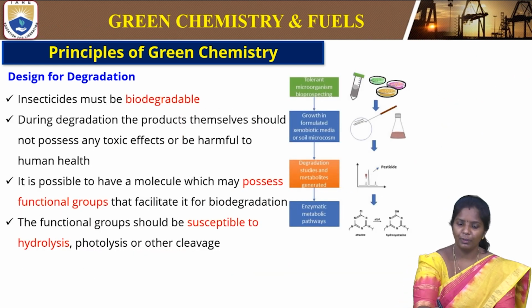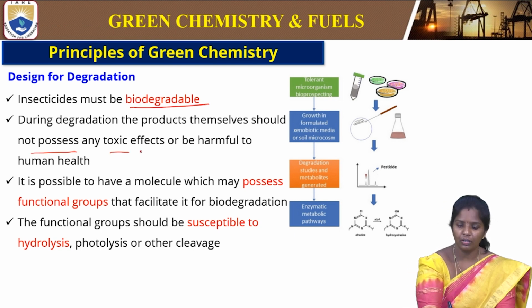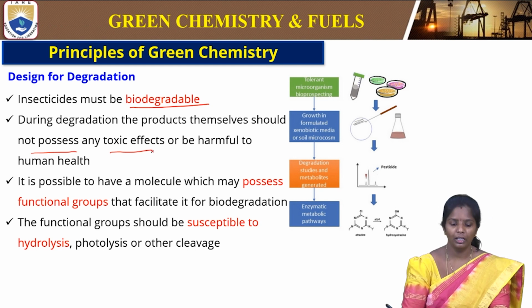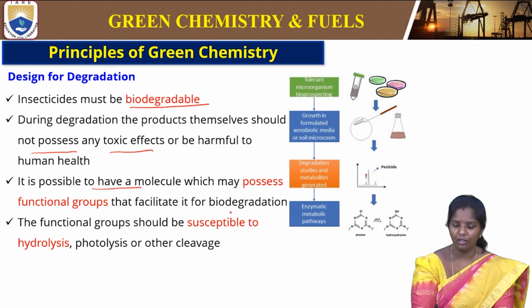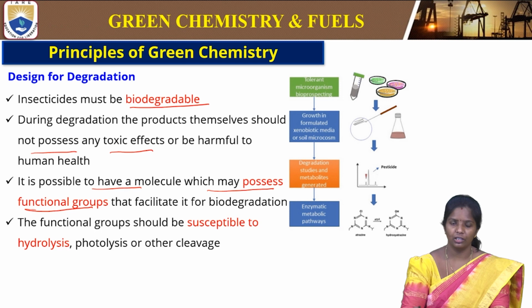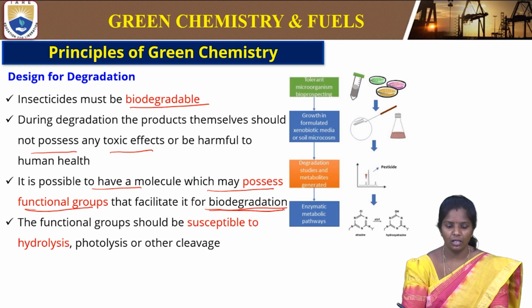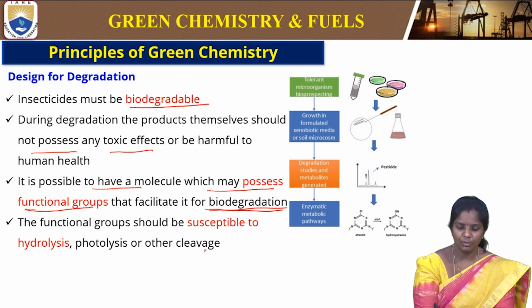So these should be biodegradable insecticides. Then during degradation, what happens? They should not possess any toxic effects or be harmful to human health. So for any insecticide to undergo biodegradation, the functional groups or the ending groups of that particular pesticide or insecticide should favor degradation. So the functional group should be susceptible to hydrolysis, photolysis or other cleavage. These are the chemical reactions that occur.